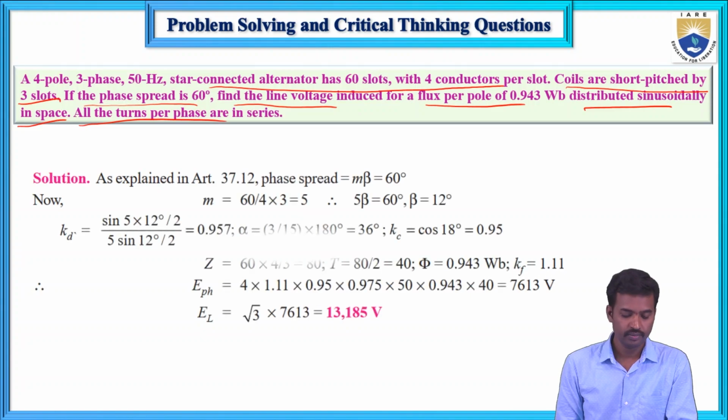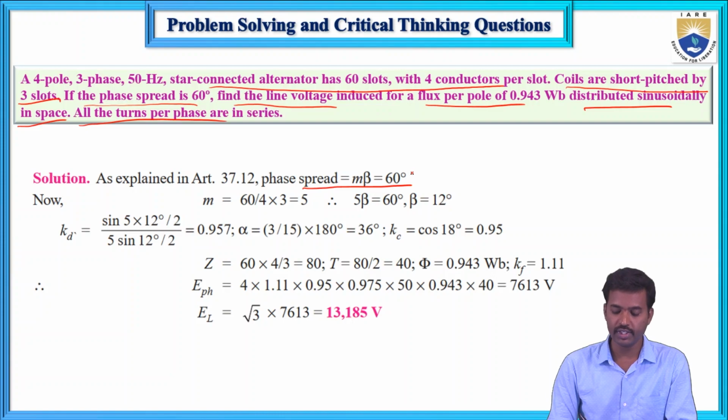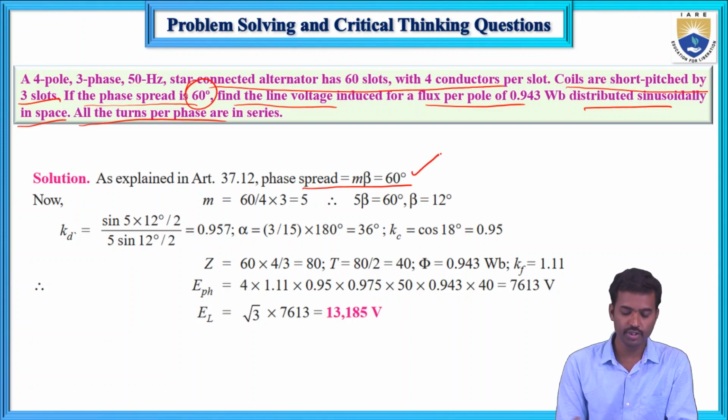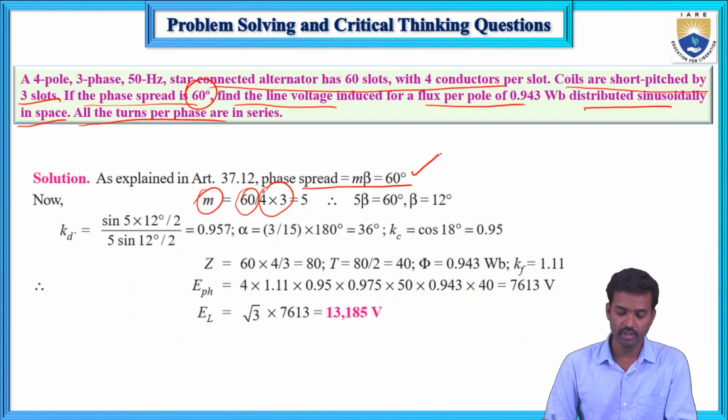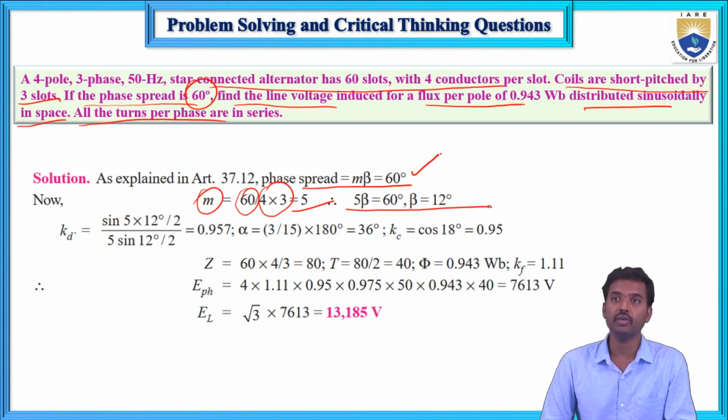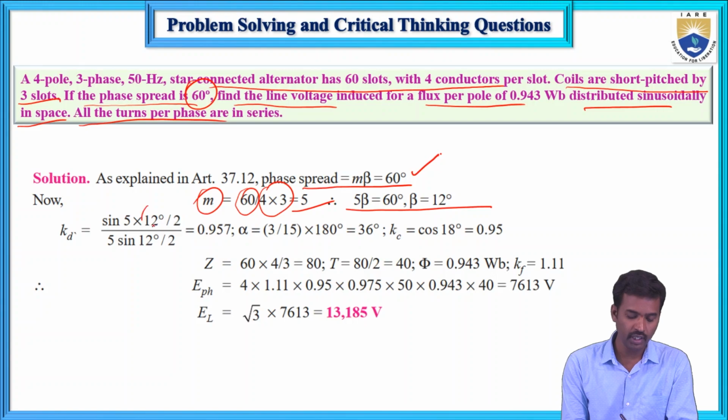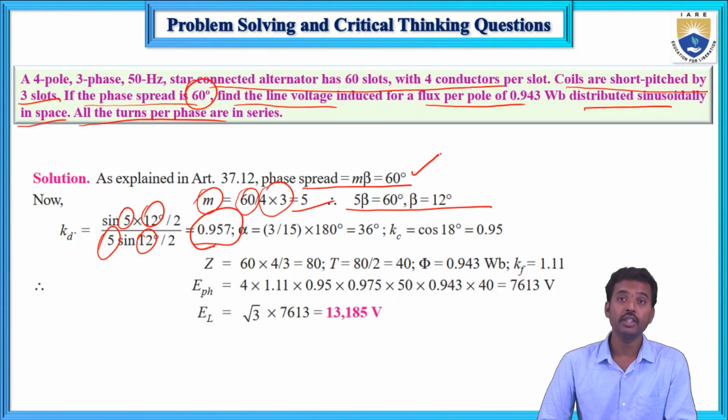So now here m into beta equals 60, this one is the phase spread, and m equals 60 divided by number of slots per pole per phase, that equals 5. 5 into beta equals 60 and beta equals 12 degrees. So if you know beta and m equals 5, then you can determine the distribution factor Kd equals 0.957, and alpha equals 3.